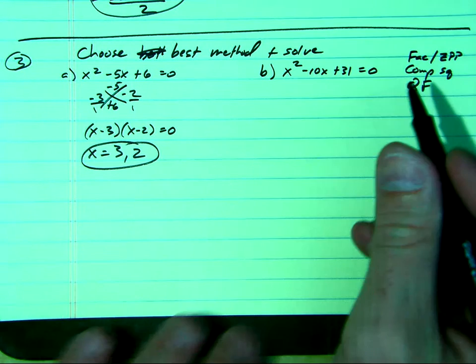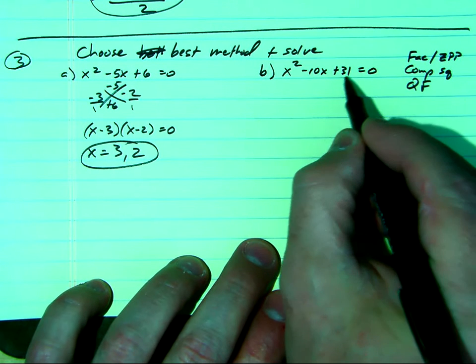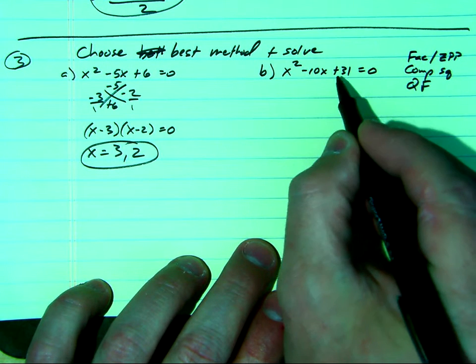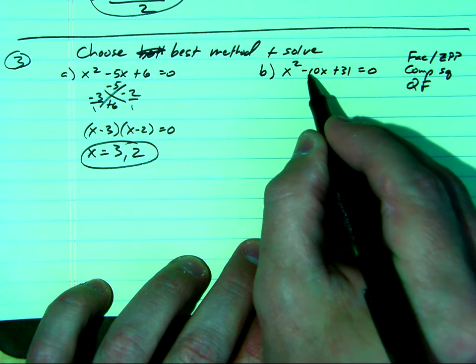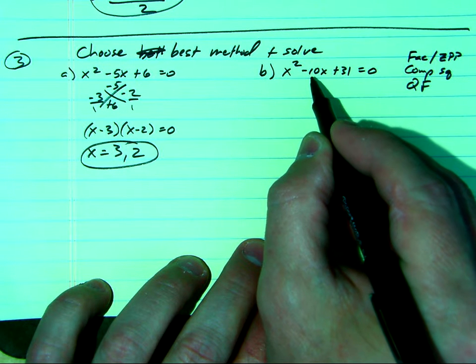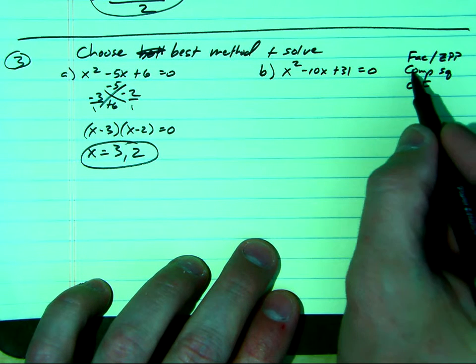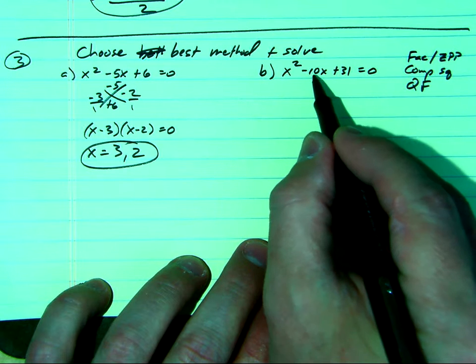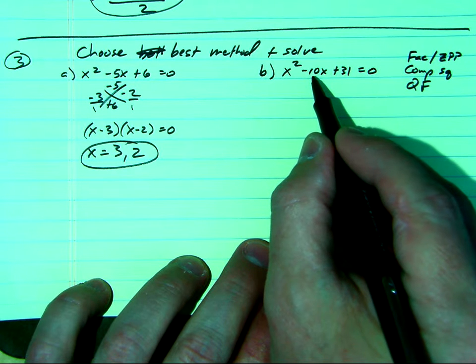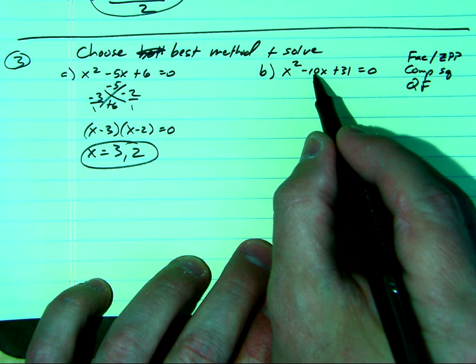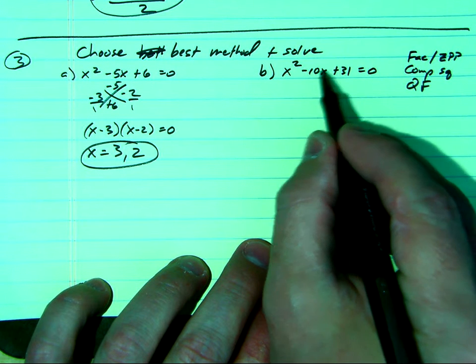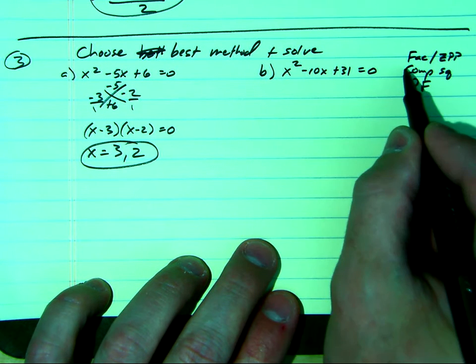Okay? Now, looking at this one, 31 is a prime number. Is there anything that multiplies to 31 but adds up to 10? The answer should quickly be no. So, second question, is this easy to complete the square? Look at your B coefficient. Is it even? Yes, it's even. That is very well suited to completing the square. Okay, so you say you can't factor it and the B coefficient is even, so I'm going to choose complete the square.